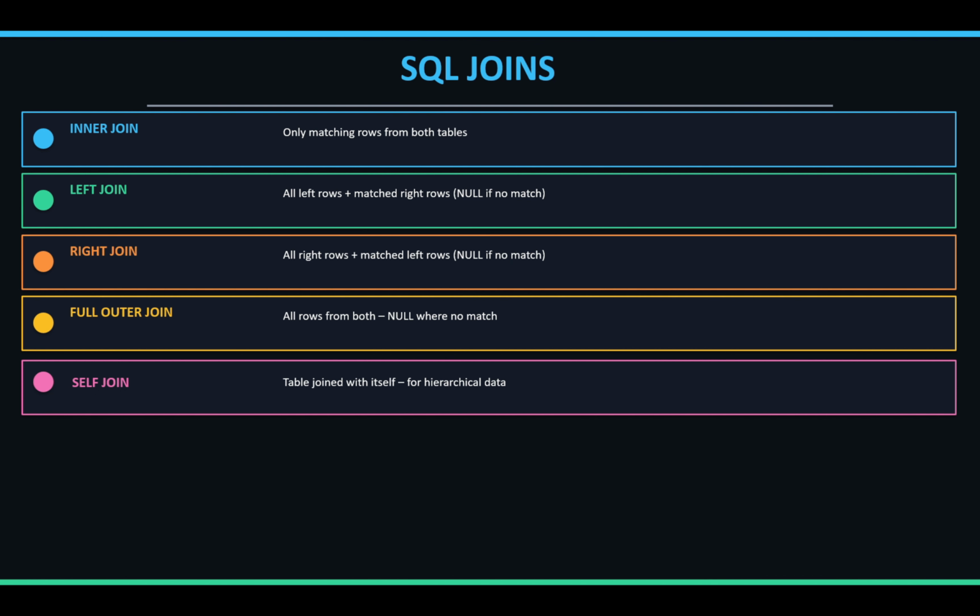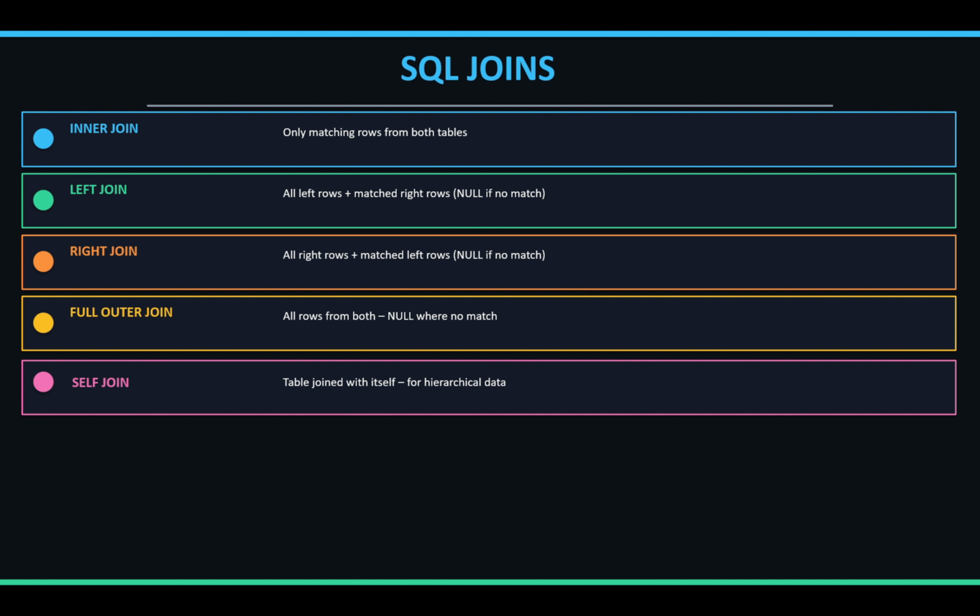So as a refresher, before I leave, we talked about the 5 most common joins in SQL. You will see there's the inner join, which only matches rows from both tables. The left join takes all the rows from the left table and matches the right rows, and if it's not a match, it's going to be marked as null.